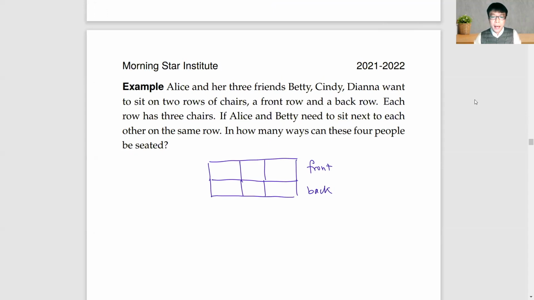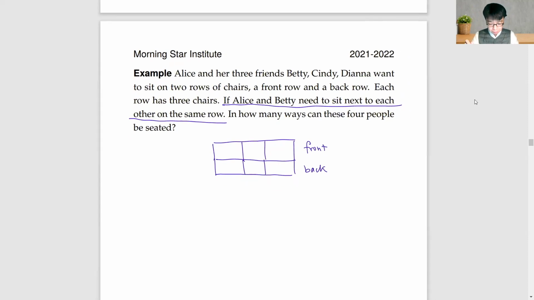Now, there is a requirement. The requirement is that A and B, Alice and Betty, need to sit next to each other on the same row. The question is, how many ways can these 4 people be seated among the 6 seats?